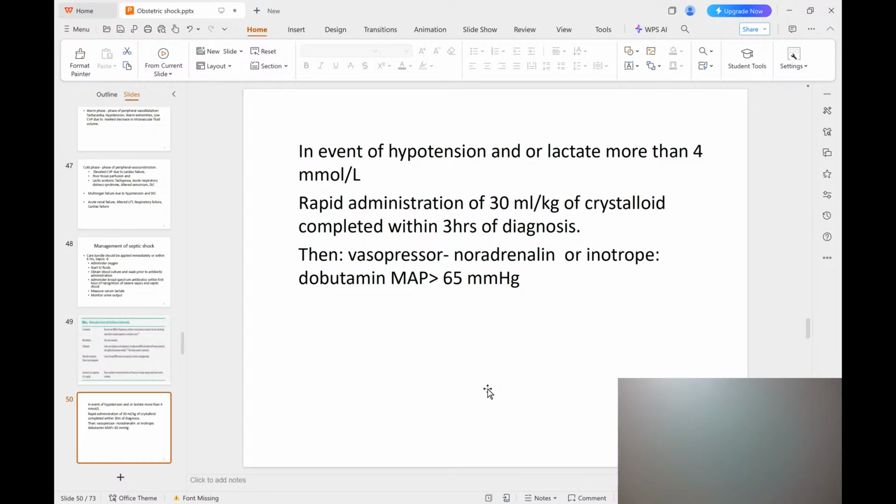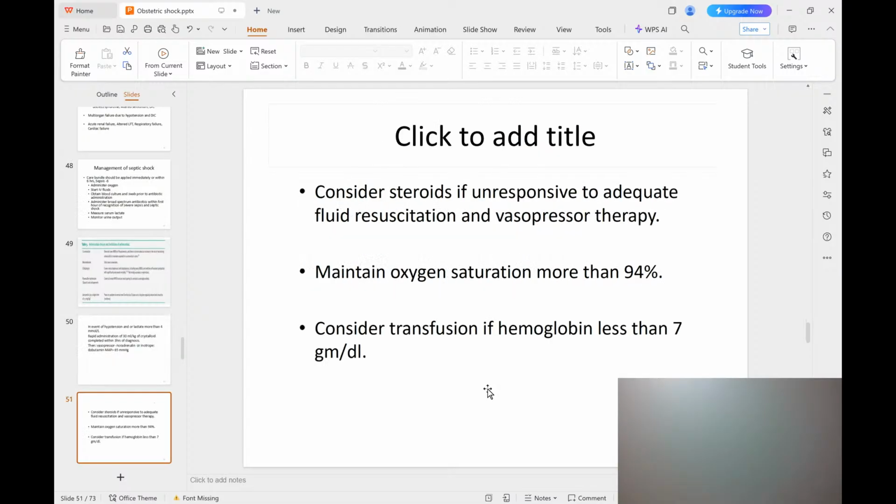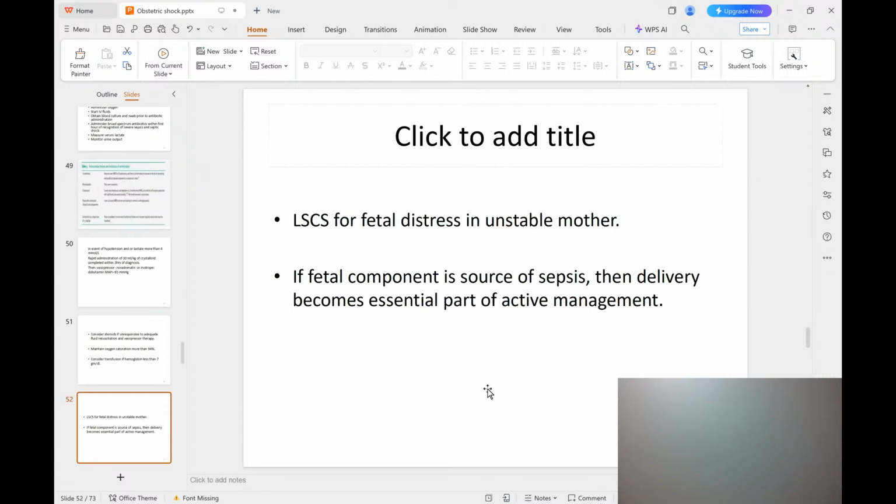If lactate is more than 4 millimole per liter, there will be rapid administration of 30 ml per kg of crystalloid within 3 hours of diagnosis. Then vasopressors, noradrenaline, or inotropes like dobutamine for mean arterial pressure more than 65 mm Hg. Steroids can be considered if unresponsive to adequate fluid resuscitation, and oxygen saturation should be maintained. And if hemoglobin is less than 7, transfusion can be considered.